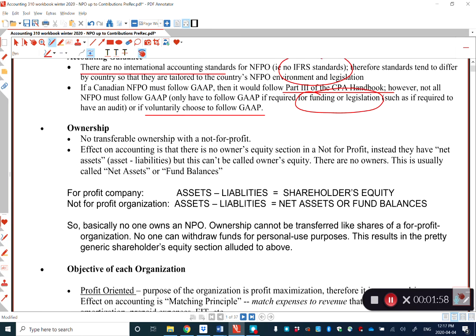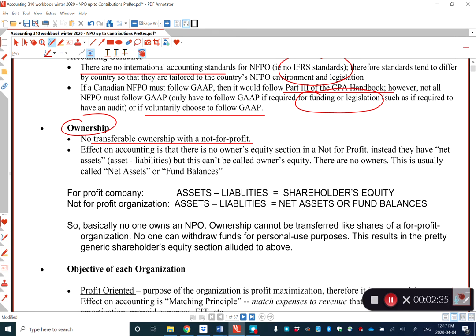Let's talk a little bit about some of the differences between accounting for for-profit enterprises and accounting for not-for-profit enterprises. So one of the key issues here is the ownership. With a for-profit corporation, it's easy to transfer ownership. If I own shares in some corporation and I want to divest myself of those shares or transfer the ownership to somebody else, I merely need to find somebody who wants to pay for those shares. There is no transferable ownership with a not-for-profit organization. Effectively, nobody owns it.